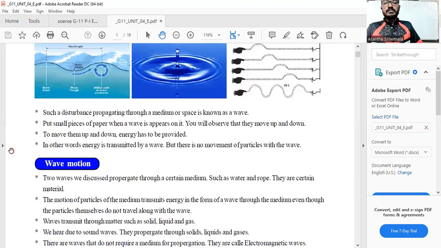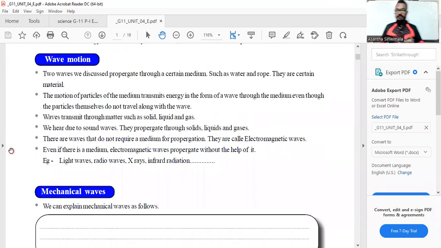Then we come to wave motion. Waves are always in motion. Waves do not stay in one place; they move. The two waves we discussed propagate through a certain medium, such as water and rope. We are referring to the above example. They are certain materials, so water and rope are types of matter, phases of matter. The motion of particles of the medium transmits energy in the form of a wave, even though the particles themselves do not travel along the wave. That's what I explained earlier.